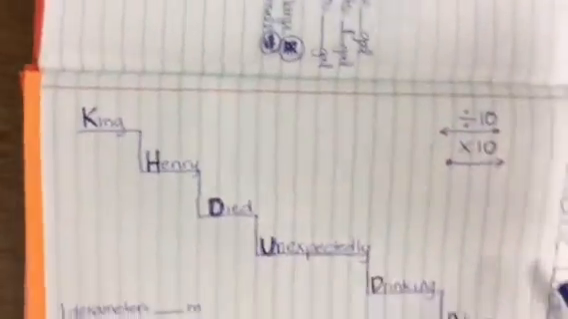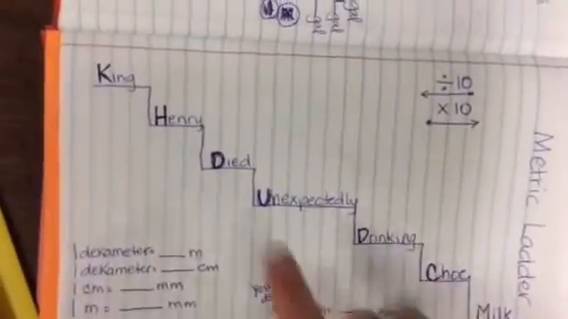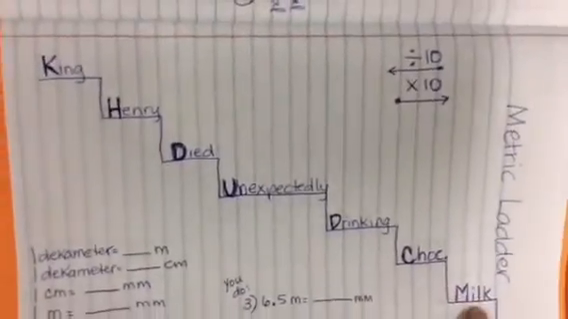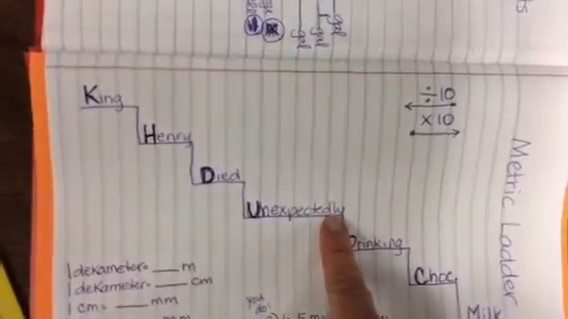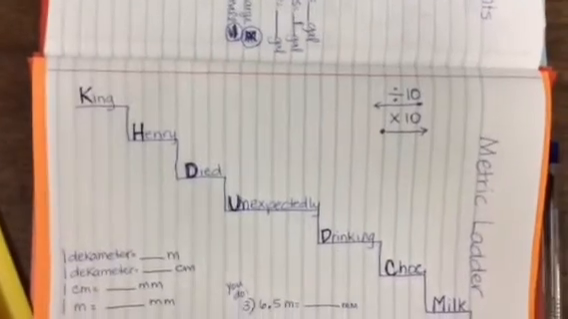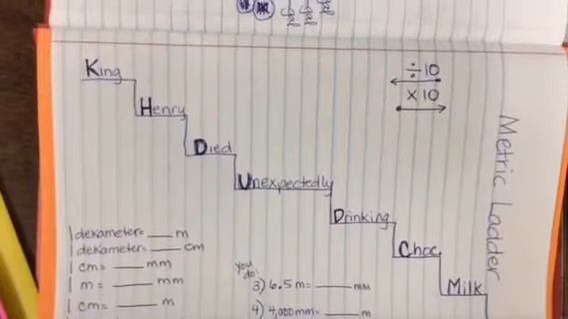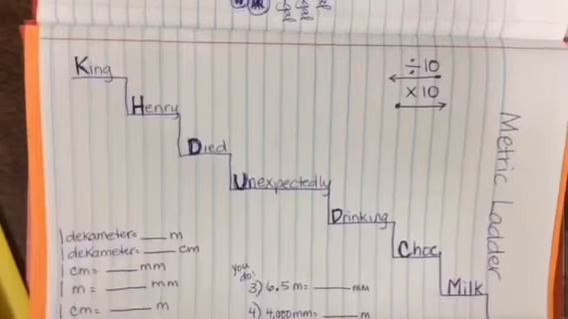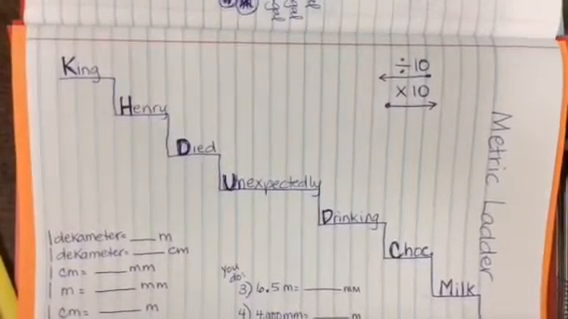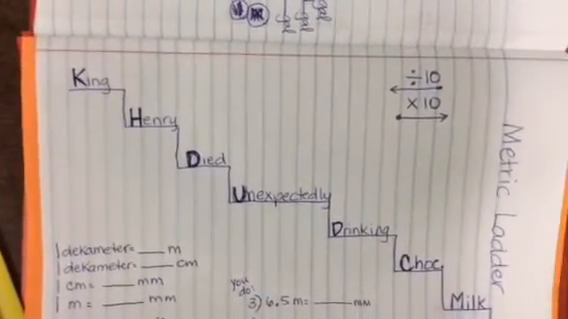So now what you need to do is you are going to draw a staircase. The staircase has 7 steps. Make the center step kind of big. Okay, then you're going to label your steps. You're going to label your steps K for king, H for Henry, D, died, U, unexpectedly, D, drinking, C, chocolate, M, milk. So the way you can remember this is King Henry died unexpectedly drinking chocolate milk.